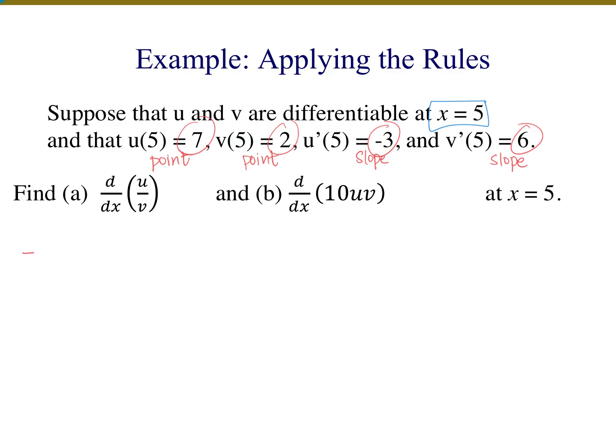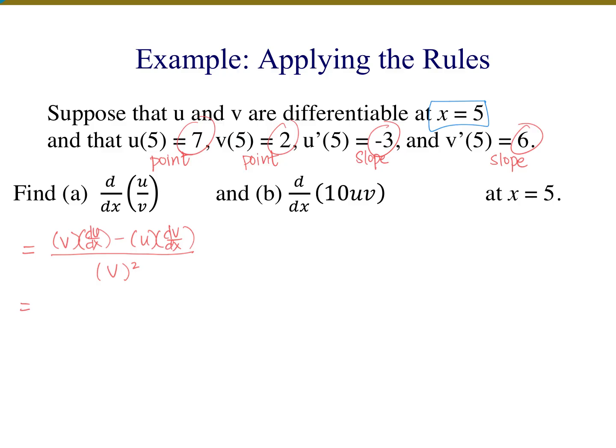So this one, your derivative rule is going to start with the bottom shall be first, so v, and then it will be du dx minus u times dv dx all over v squared. Then go, okay, for regular v, I'm supposed to put the point in. For du dx, I'm supposed to put the slope in. And then for regular u, I'm supposed to put the point in. And for v prime, I'm supposed to put the slope in.